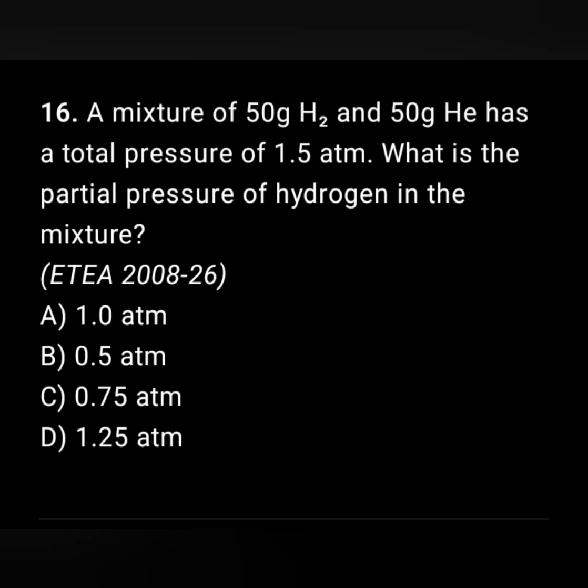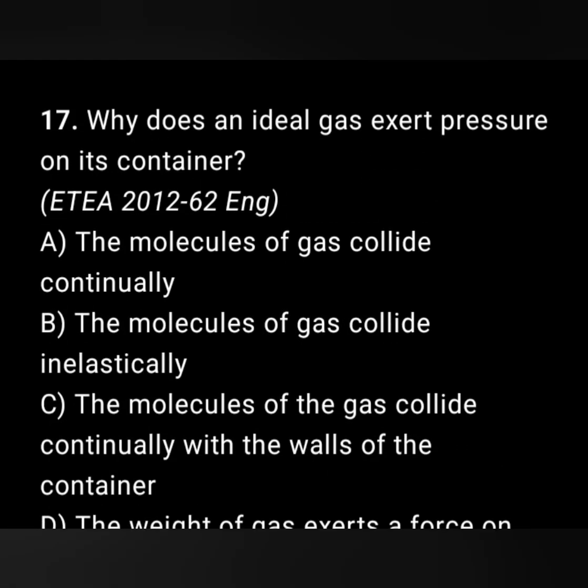16. A mixture of 50 grams H2 and 50 grams He has a total pressure of 1.5 atmospheres. What is the partial pressure of hydrogen in the mixture? ETEA 2008-26. A. 1.0 atmospheres. B. 0.5 atmospheres. C. 0.75 atmospheres. D. 1.25 atmospheres. 17. Why does an ideal gas exert pressure on its container? ETEA 2012-62 Eng. A. The molecules of gas collide continually. B. The molecules of gas collide inelastically. C. The molecules of the gas collide continually with the walls of the container. D. The weight of gas exerts a force on the walls of the container.